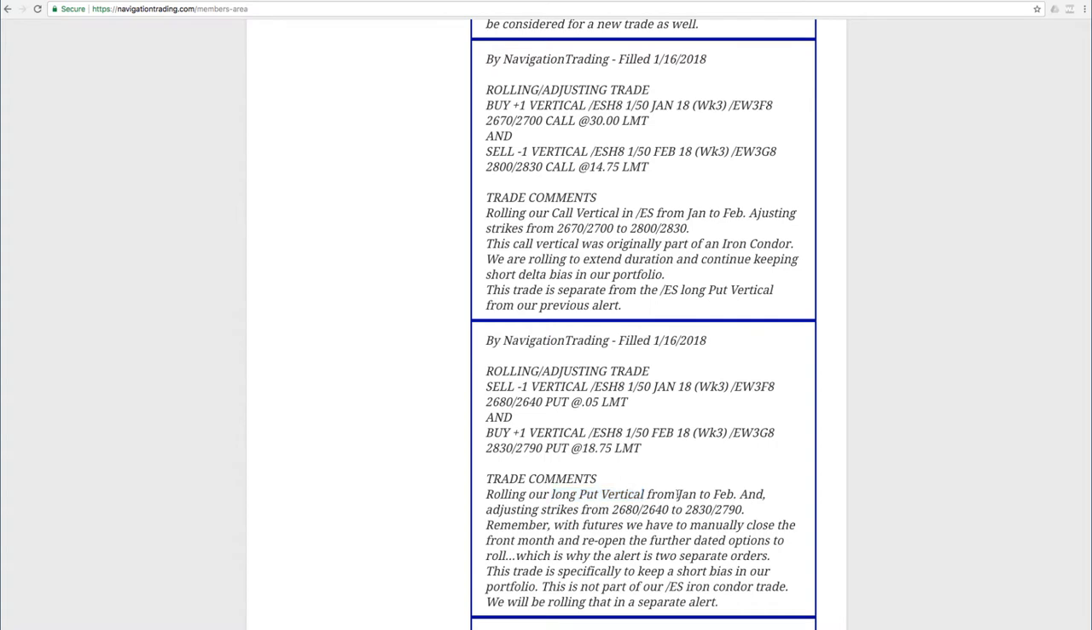And we simply rolled this from January to February, and we adjusted our strikes from the 2680, 2640 up to the 2830, 2790. And with futures, remember, TOS does not allow you to do that roll in one transaction with options on futures yet, so we have to do that as two separate ones. So essentially, we sold our January and we re-entered in February. So that's why that's sent out in two separate alerts.